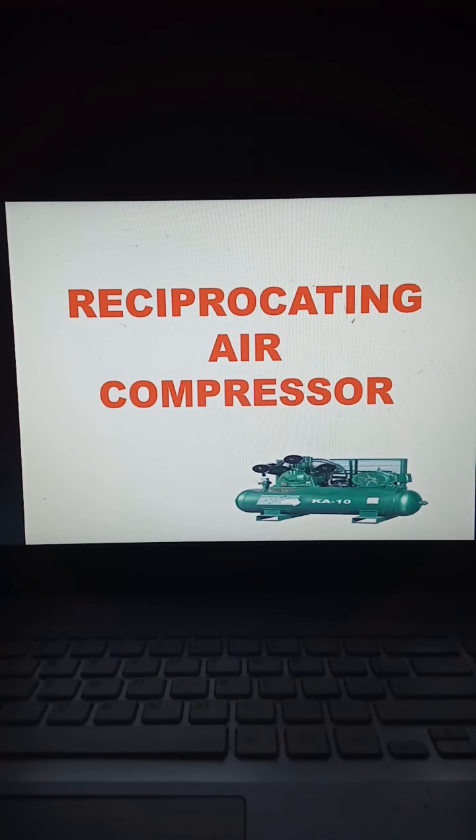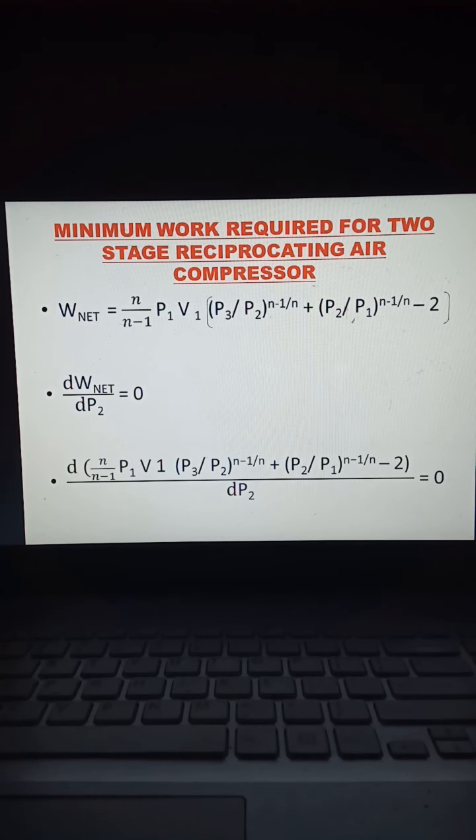In the previous lecture we derived the formula for calculating the work done. Here we are going to derive the formula for calculating the minimum work in case of a two-stage reciprocating air compressor with perfect intercooling. The first formula in the given slide represents the formula for two-stage compression with perfect intercooling.